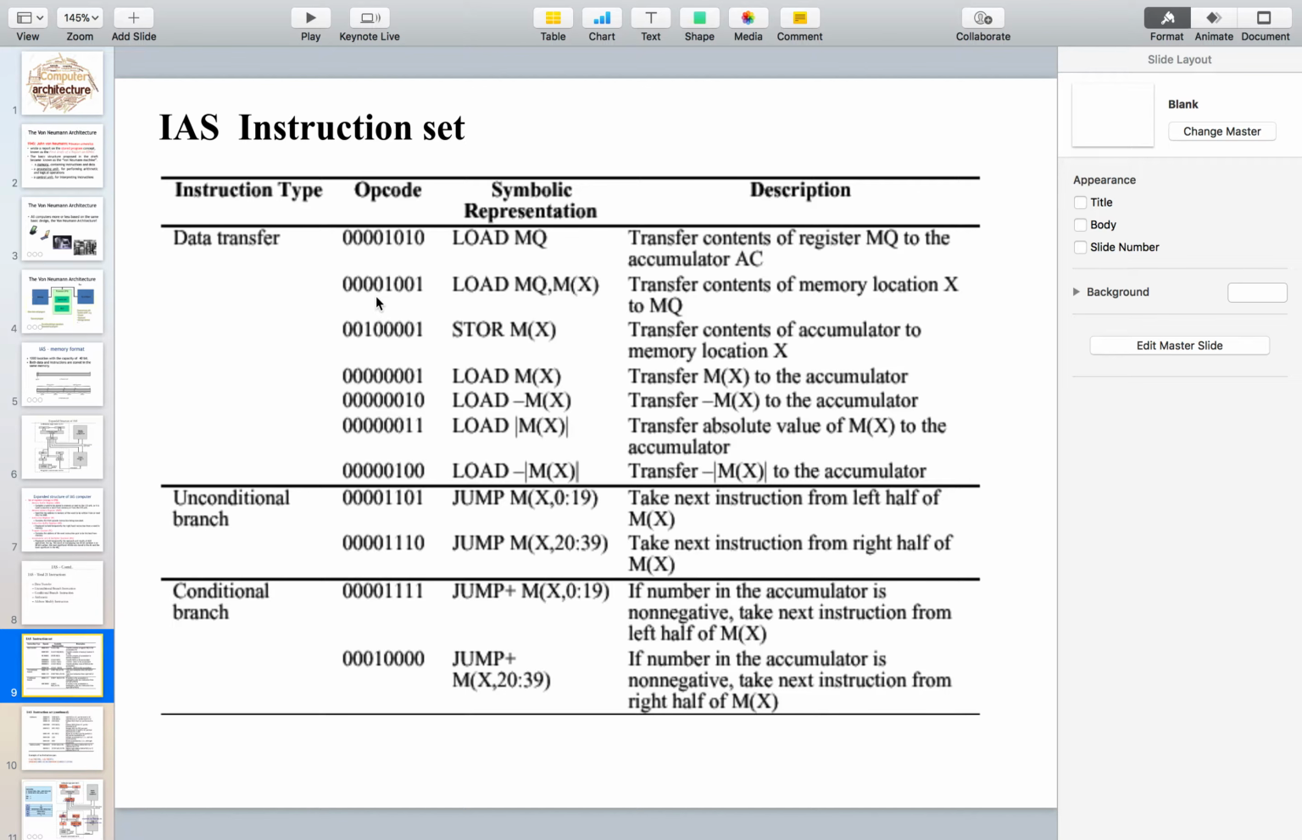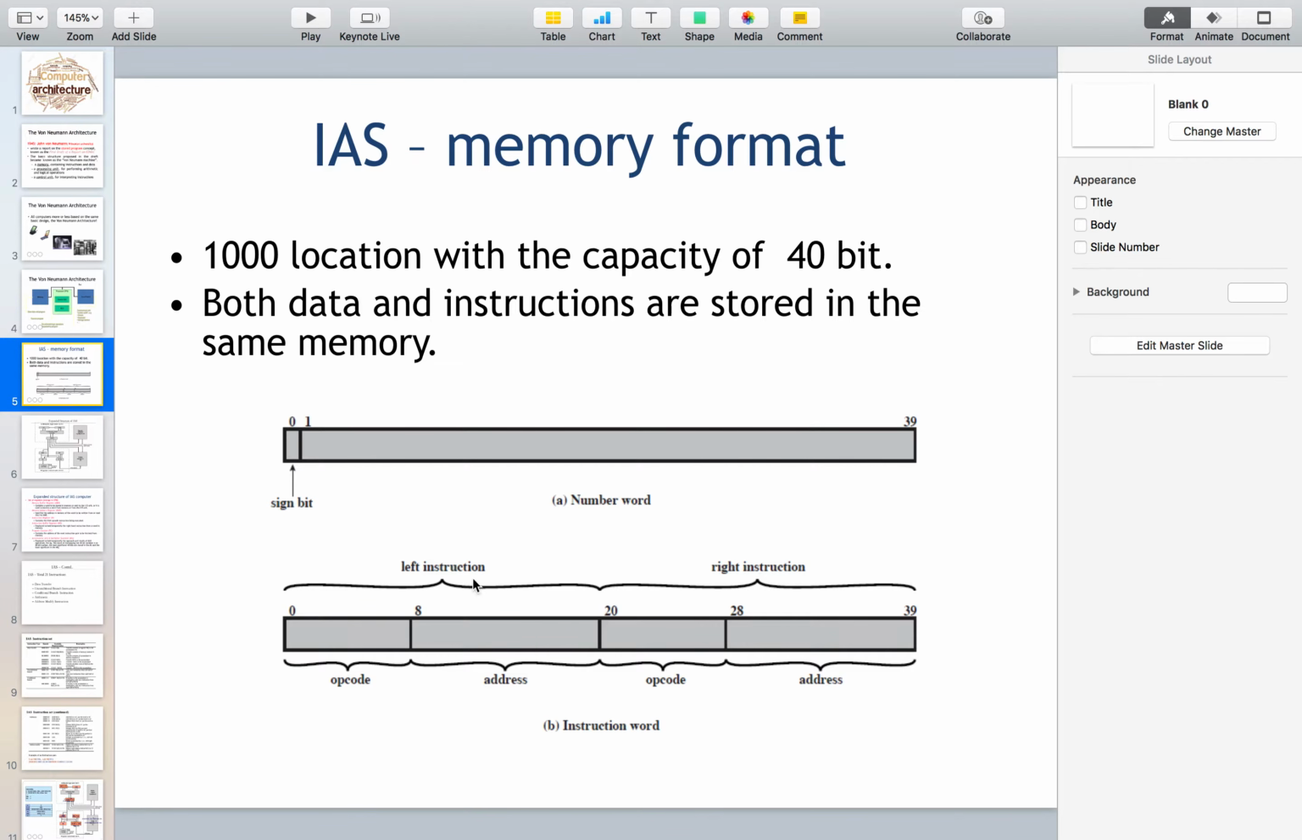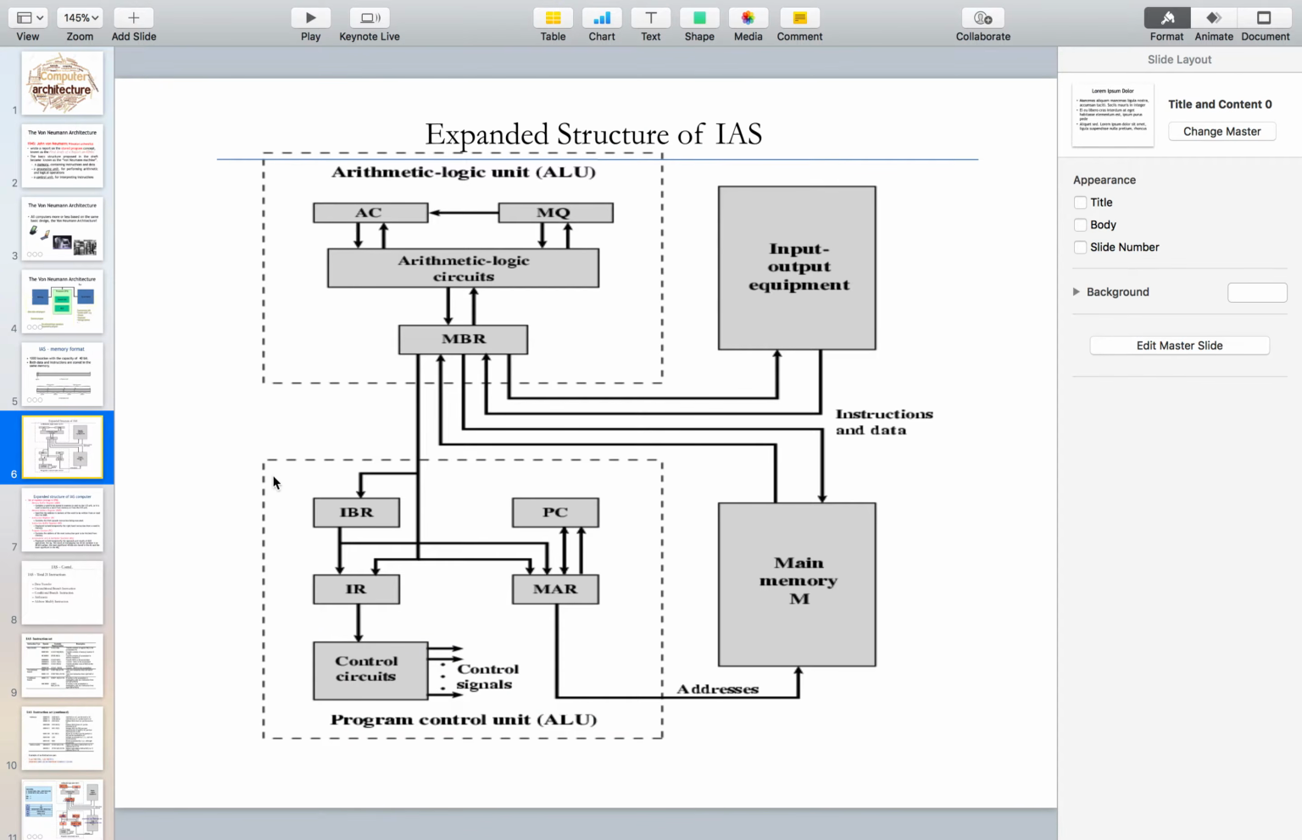Next, unconditional branch. Even this has its own instruction and a very unique opcode. So jump M 0 to 19. As I've told, it takes the address, that is, the next instruction will be taken from the left half. The first 20 bits, that is the left instruction, will be taken when I give jump 0 to 19, and when I give jump 20 to 39, it will take the next 20 bits, that is the right hand side part of the instruction.